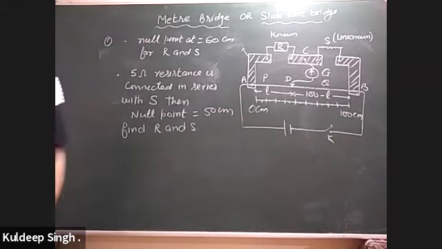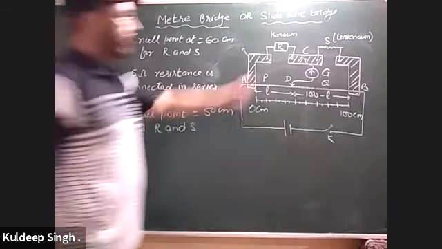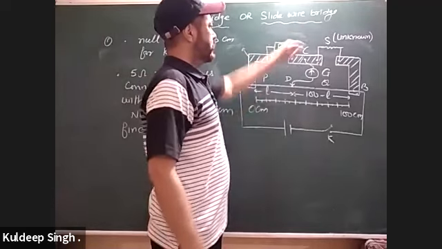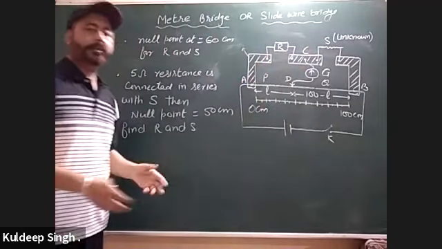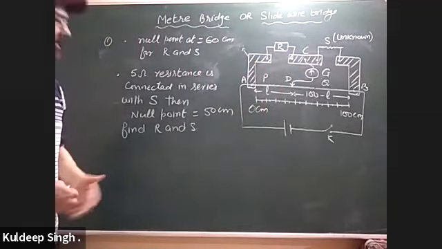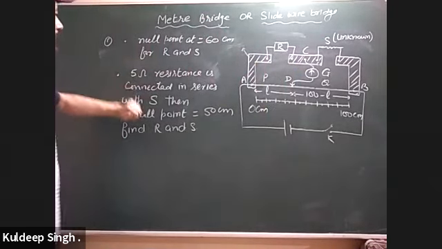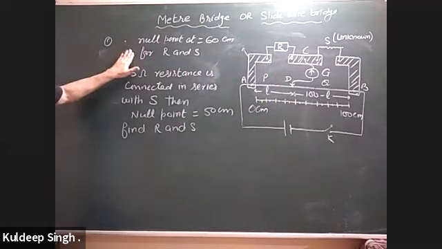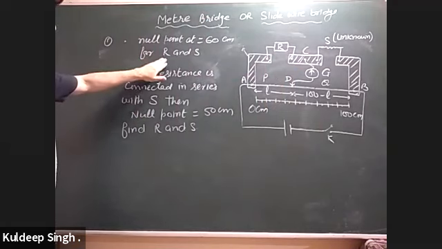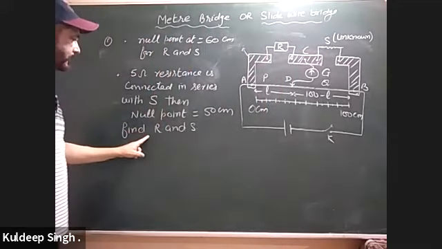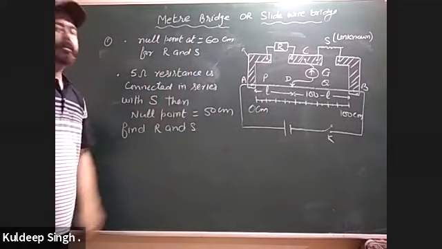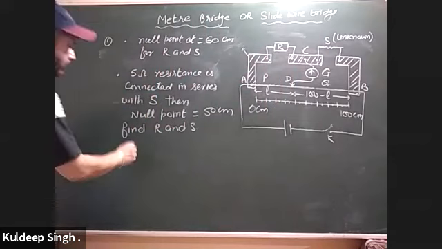So in this numerical, R and S both are unknown. So these both distances are given. Teacher can modify the numerical in many ways. So this is given. Basically, there are two cases. First case, this one, when you find the null point at 60 centimeter, and the second is when you find the null point at 50 centimeter. So how to do it?